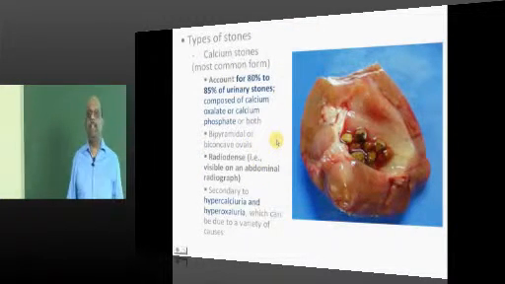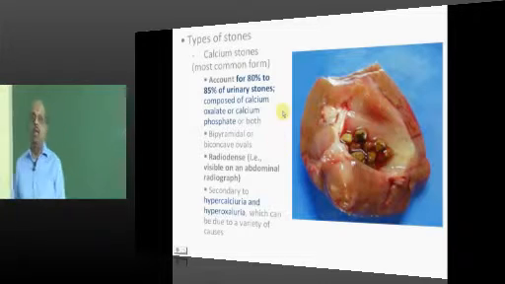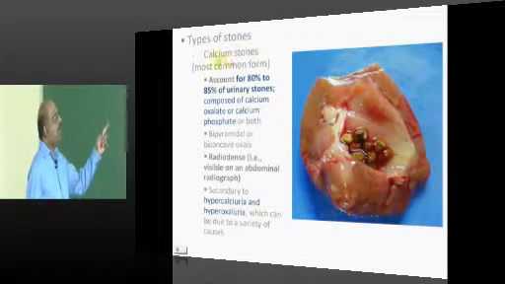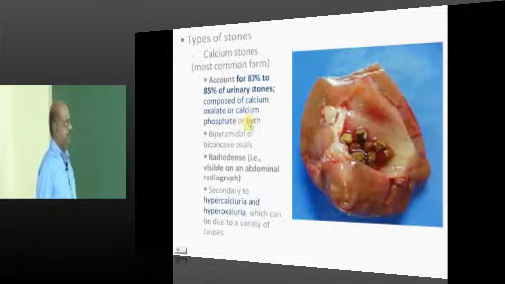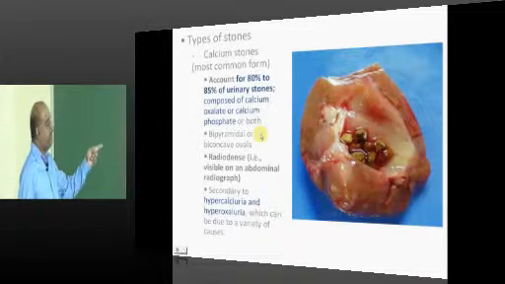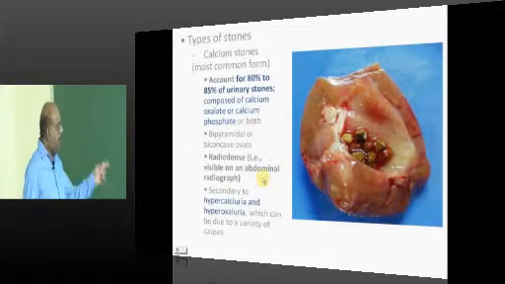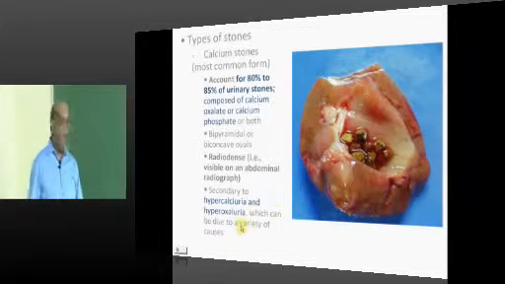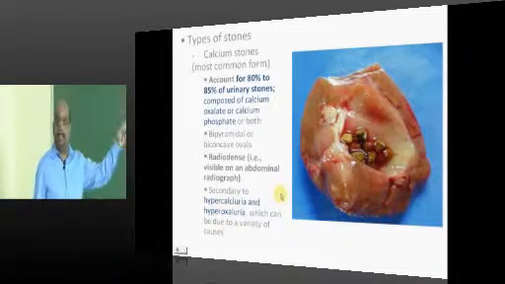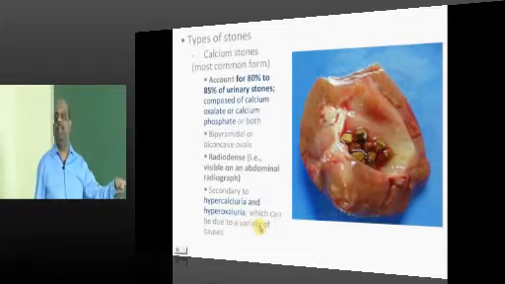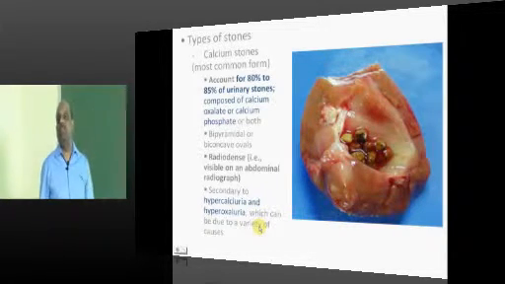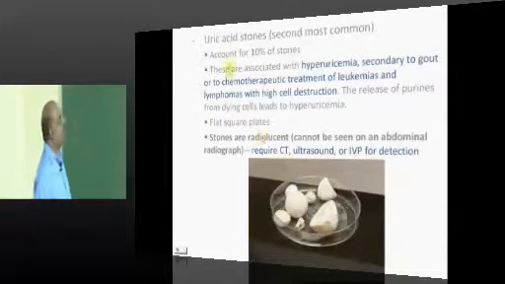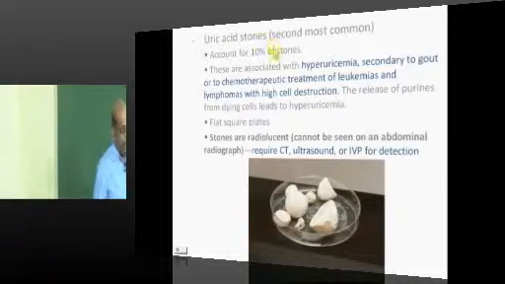Now, if you look at the types of stones, the most common stones are all calcium. They contain either calcium oxalate or phosphate or both of them. They are radiodense, very much visible on X-ray, and any entity leading to either hypercalciuria or hyperoxaluria precipitates the calcium oxalate and calcium phosphate stones, which needs to be remembered.